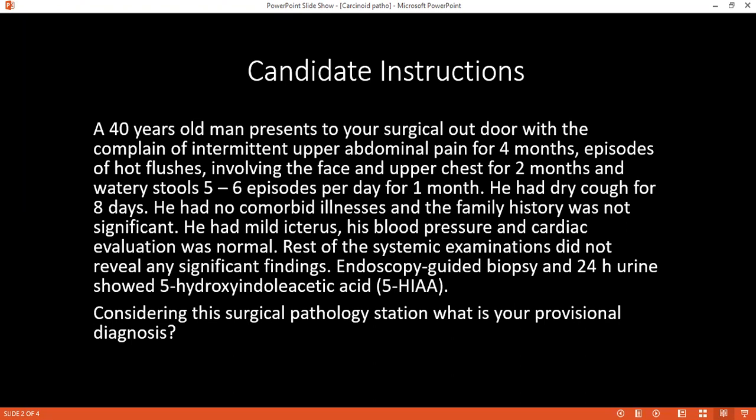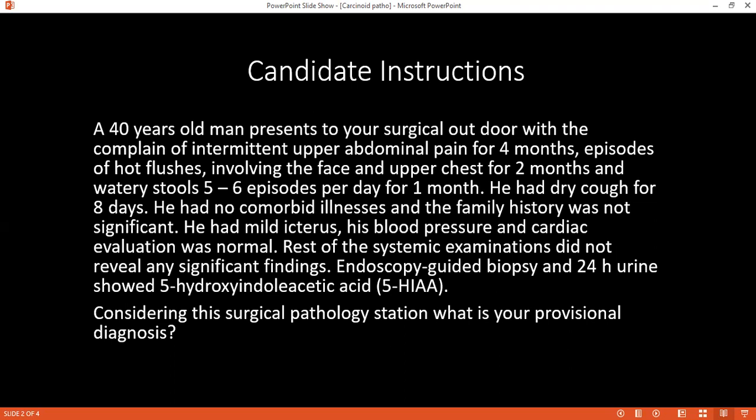What are the blood tests that confirm the diagnosis? For the blood test, ma'am, we can get chromogranin A, because it is secreted by the tumor cells. We can also go for a 5-hydroxyindoleacetic acid urine analysis, because it is secreted in urine.